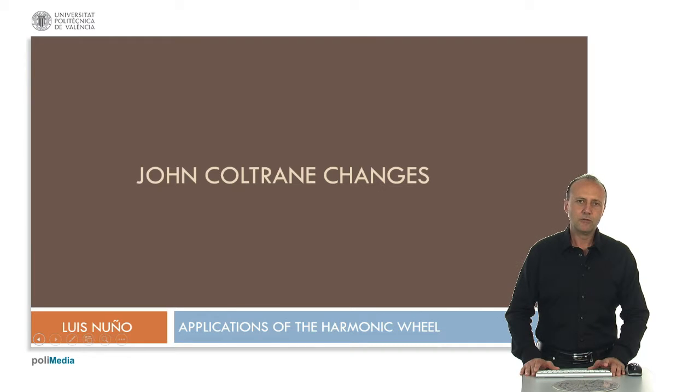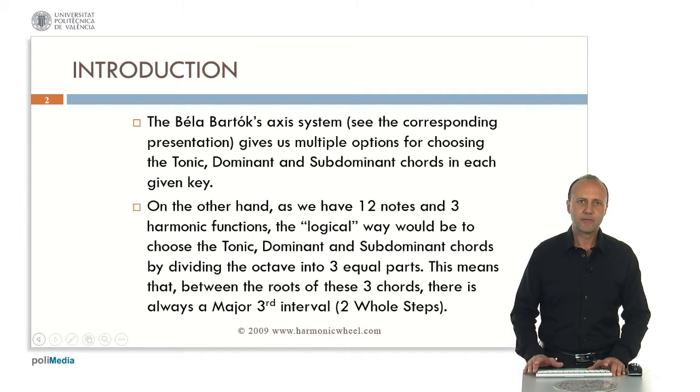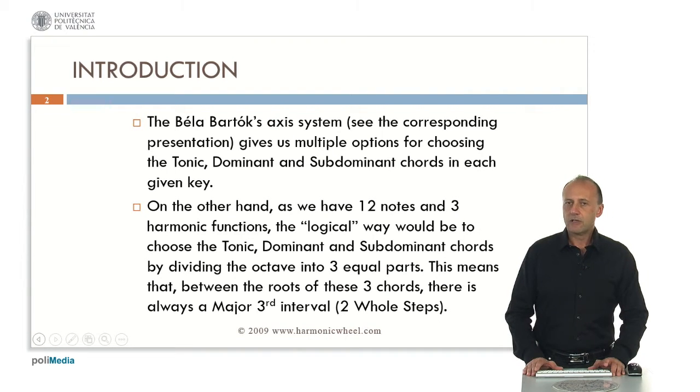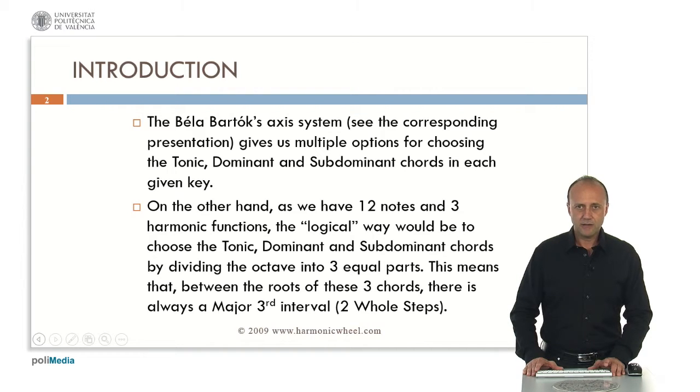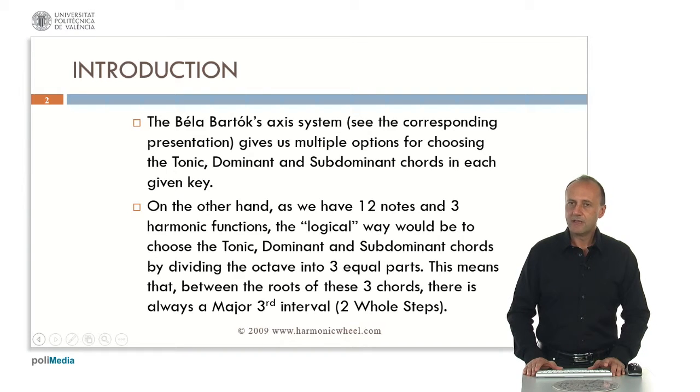And now I'm going to explain the John Coltrane changes, which are well known in jazz. The Bela Bartók axis system, which I explained in a different presentation, gives us multiple options for choosing the tonic, dominant, and subdominant chords in any given key.